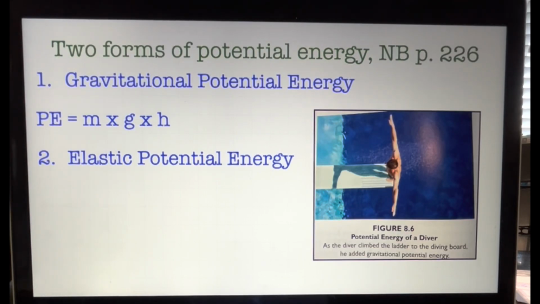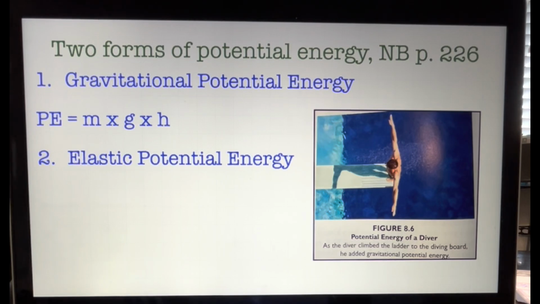The two forms of potential energy are gravitational potential energy and elastic potential energy. Let's first start with gravitational potential energy. So the apples in the tree is an example of gravitational potential energy. Gravitational potential energy is potential energy that depends upon the object's position above the earth or the height.